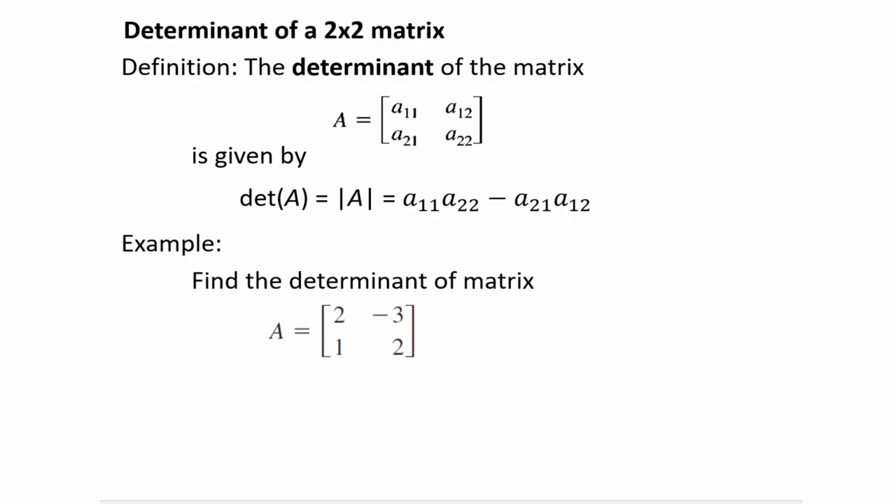Example, find the determinant of this matrix A. We have, the determinant of A, you have this one. So we multiply these two entries and then minus the product of these two. So the determinant of A is equal to 7.